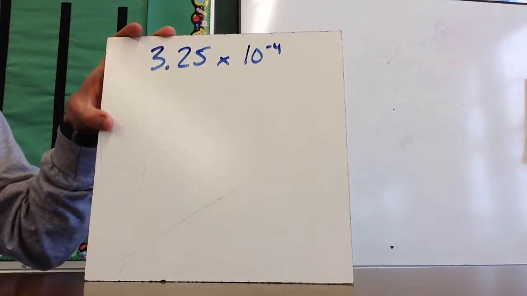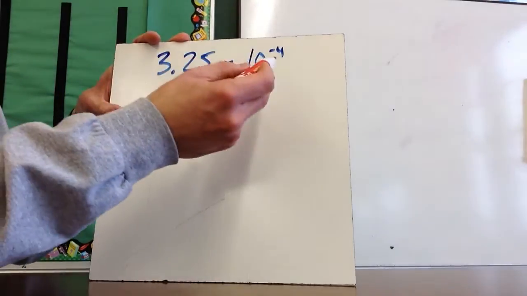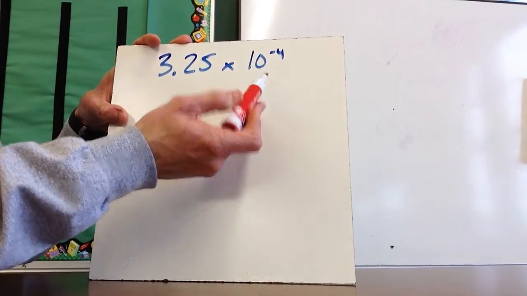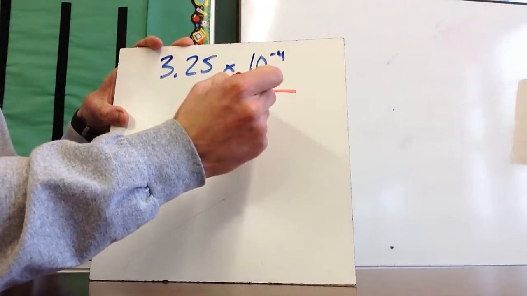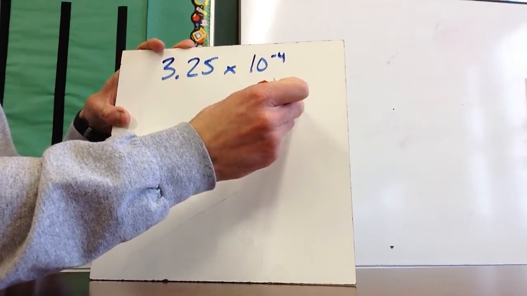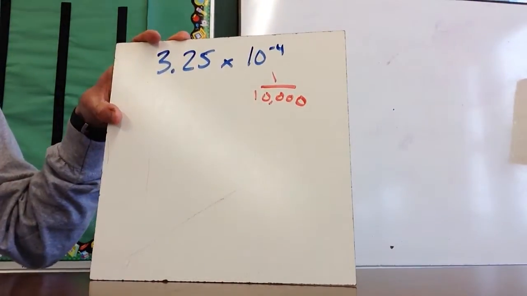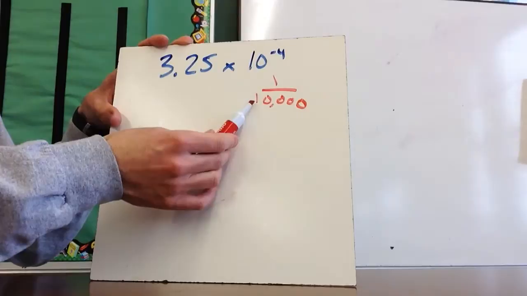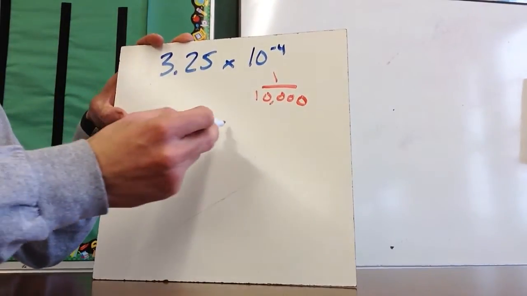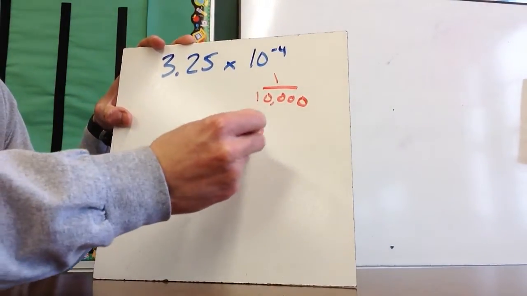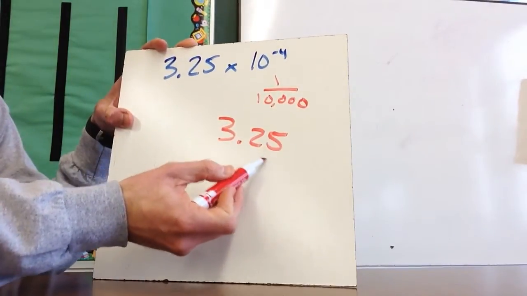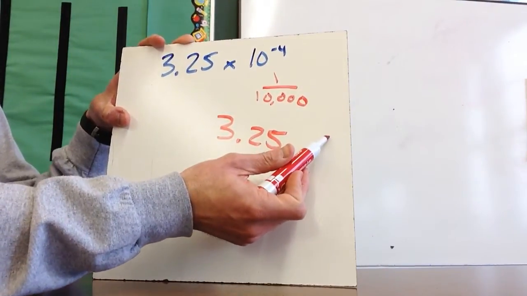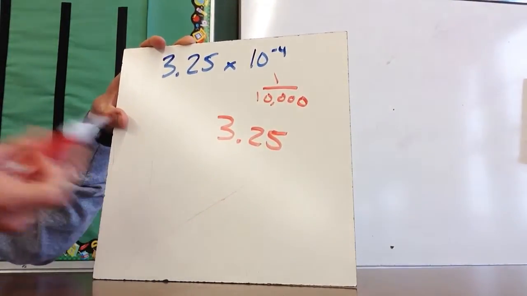All right, now what happens when it's negative? So it's going to be the same idea, but now, if you remember from our negative exponent lesson, this is the same as 1 over 10,000. So if I were to multiply 3.25 times that, I'm going to get a very small number. So I know that if I move the decimal to the right, I will be making this number larger, which means I'm going to have to move this decimal to the left.